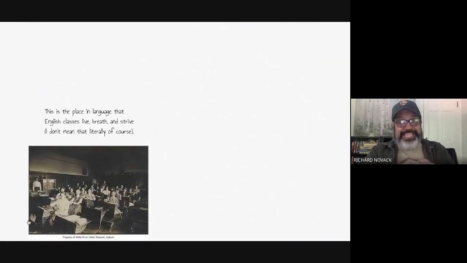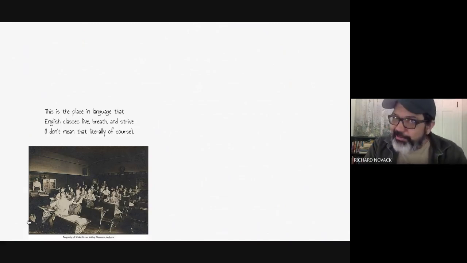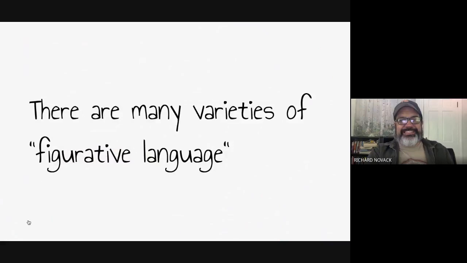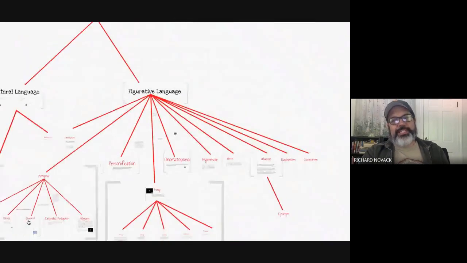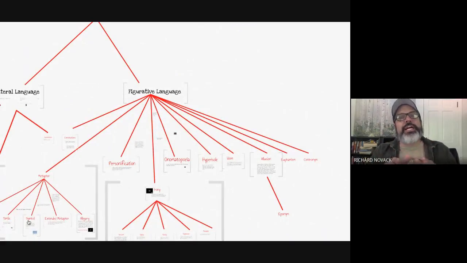This is the place in language that English classes live, breathe, and strive. Of course, I don't mean that literally. There are many varieties of figurative language. Look at all those. And you see how I've organized this. This is organized, again, thinking of those Russian nesting dolls. There's figurative language within figurative language. Let's kind of dig in a little bit.